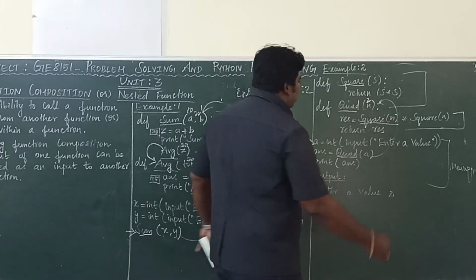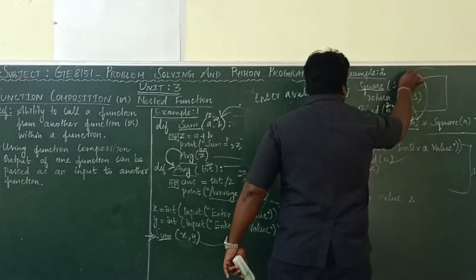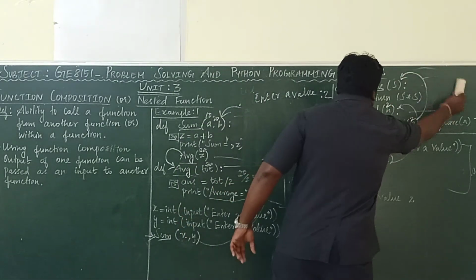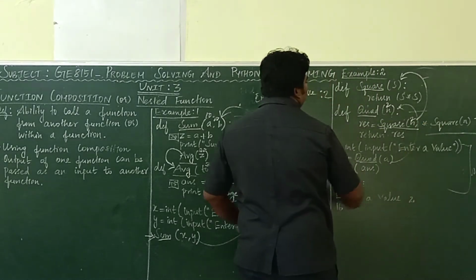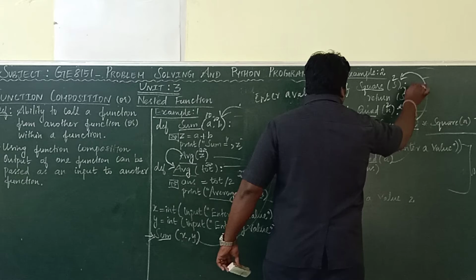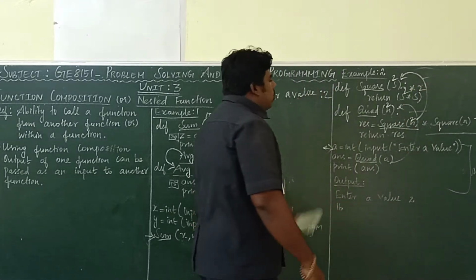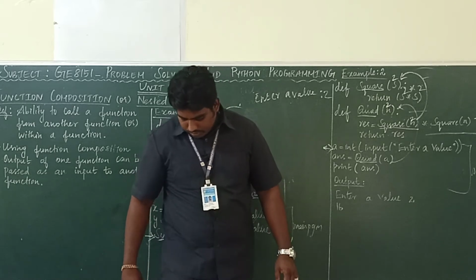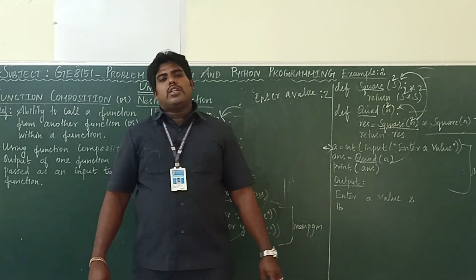Okay. So square of n. What's the n value? 2. So from this, the control will be given to square. The control will be given to the square. So here, what's the s value? S is 2. Return 2 into 2. S value is 2. So 2 into 2, 4. What will the return do?